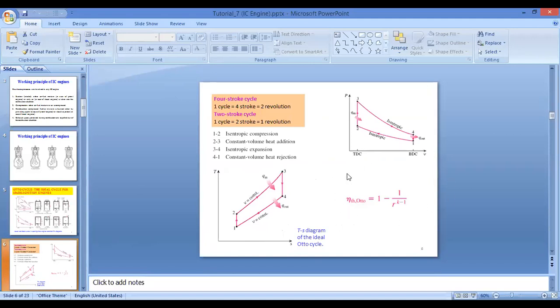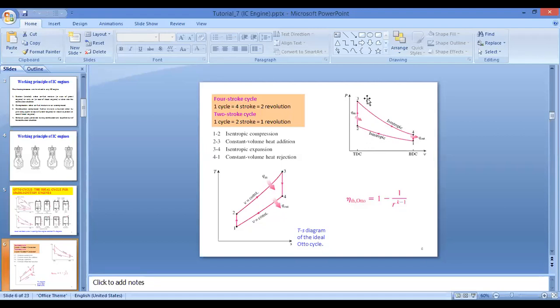You might have seen the video regarding how to calculate the efficiency of the Otto cycle, which is 1 minus 1 upon r raised to k minus 1, where r is the compression ratio. What is compression ratio? It is the ratio of maximum volume to minimum volume. So the maximum volume for this process is V1 and the minimum volume is V2. As the 4 to 1 process is similar, V1 or V4 is the maximum volume, and 2 to 3 is again constant volume.